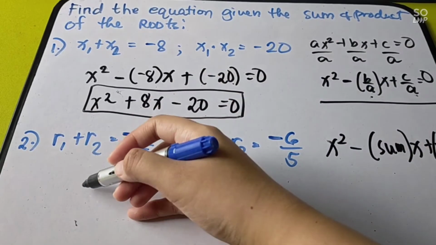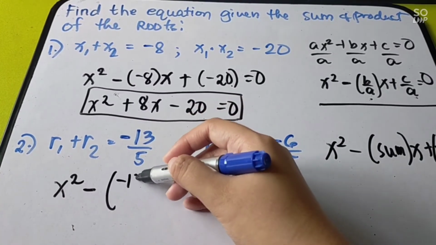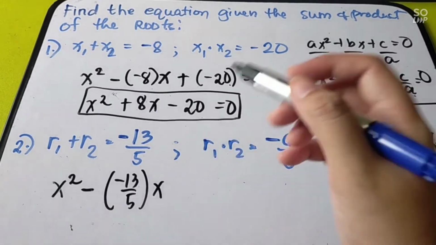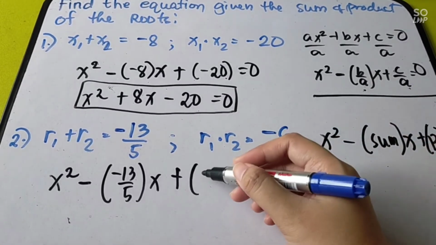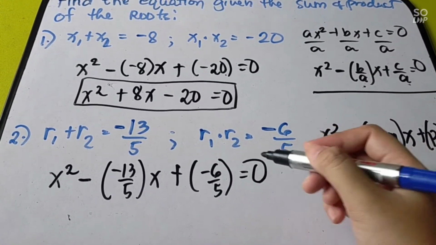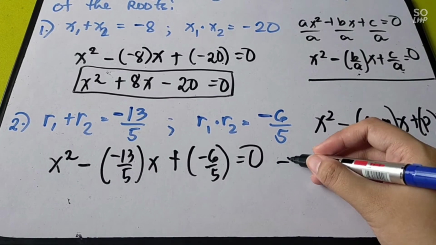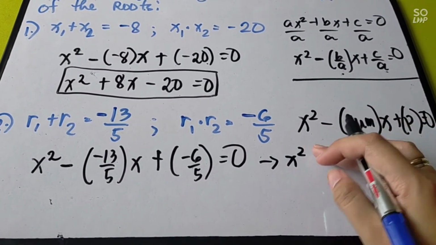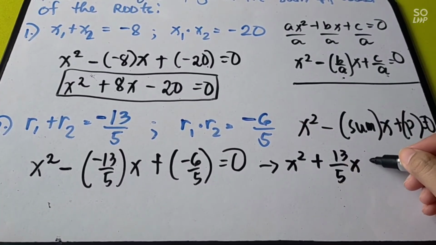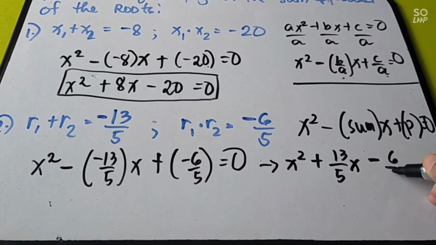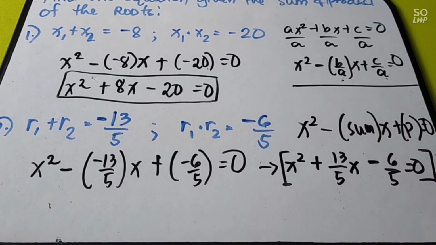So, yan yung pinaka format natin for us to find the equation. So, we have now x squared minus your sum, negative 13 over 5. Then, x. Huwag nyo kakalimutan yung x sa tabi ni sum mo. Then, plus, we have here negative 6 over 5 is equal to 0. Then, afterwards, you are going to simplify. So, it becomes x squared plus 13 over 5 x, then minus kasi positive times negative 6 over 5 is equal to 0. Then kailangan mawala yung denominator dyan, so you will multiply all sides by 5.